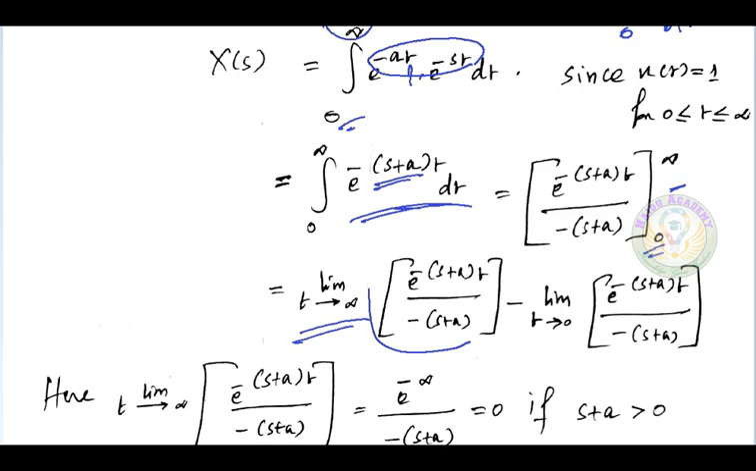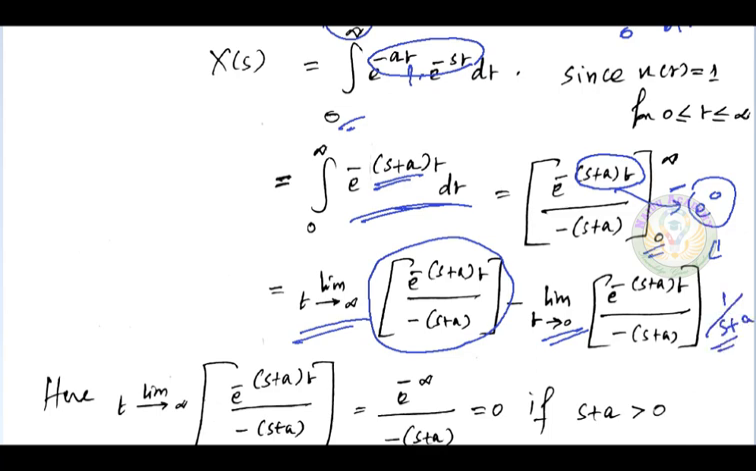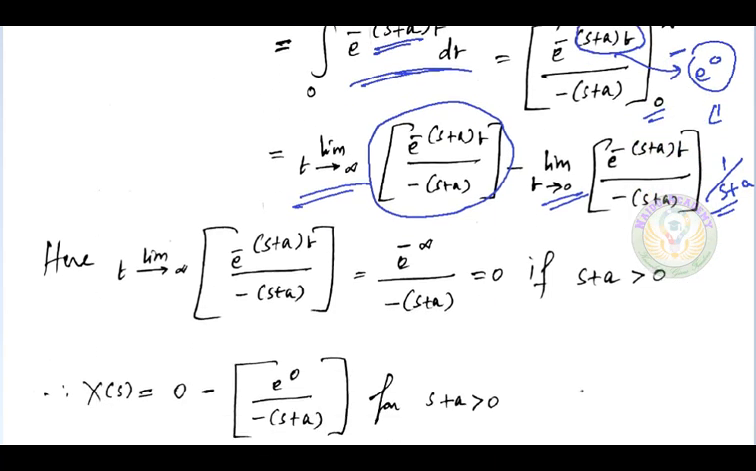Now you have to concentrate on the upper limit, because if you substitute 0, naturally this term becomes e power 0, so that is not an issue, it will become 1. So convergence problem will not come here. That will become 1 divided by s plus a. Here there is no problem of convergence. The only problem is when you substitute infinity, t equal to infinity. When you substitute t as infinity, whether it becomes e power minus infinity or e power plus infinity will be decided by this term.